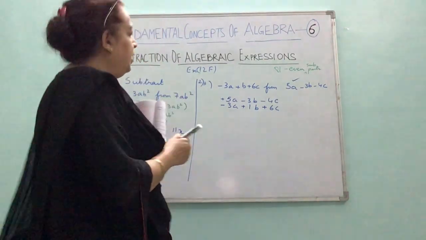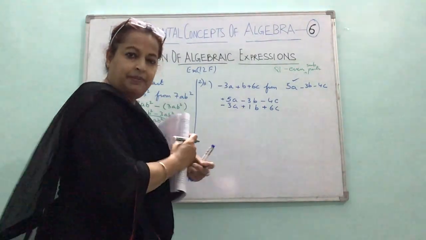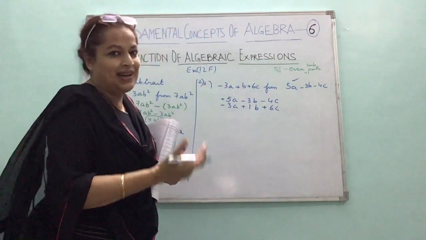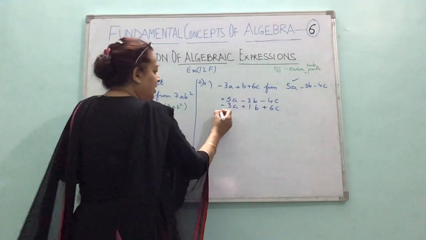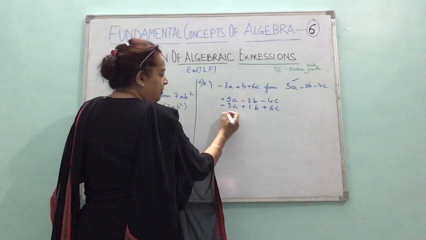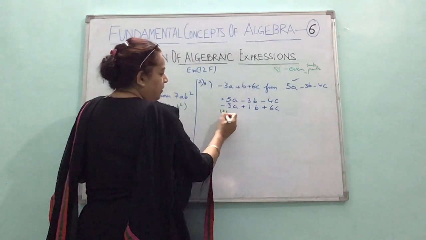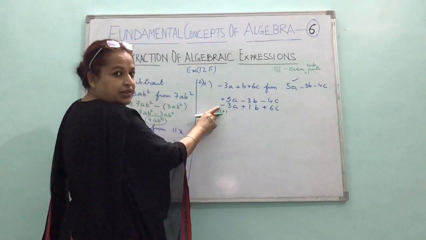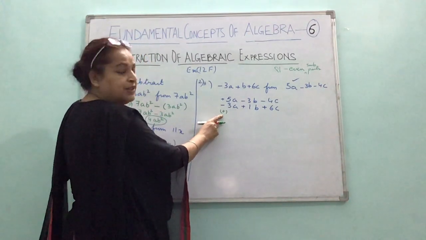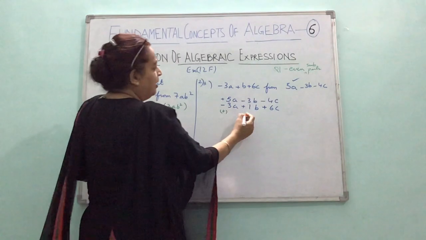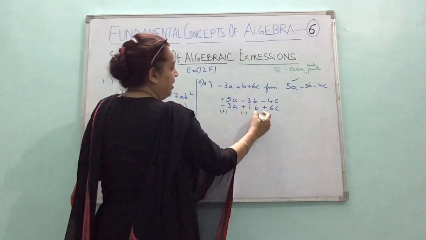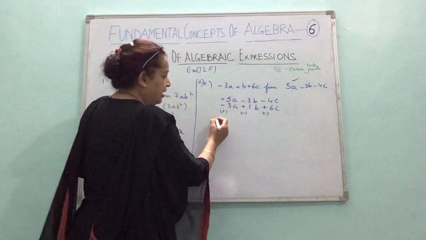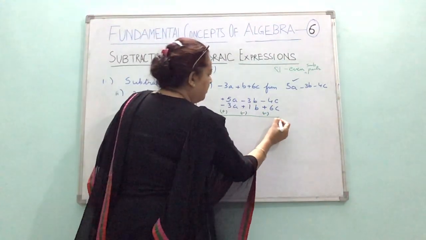Subtraction is nothing but adding with the sign change. We change the sign of the second expression, the one which is subtracted, on the next line. Minus becomes plus, put it in brackets. Plus becomes minus, put it in brackets. Plus becomes minus, put it in brackets, and then proceed.